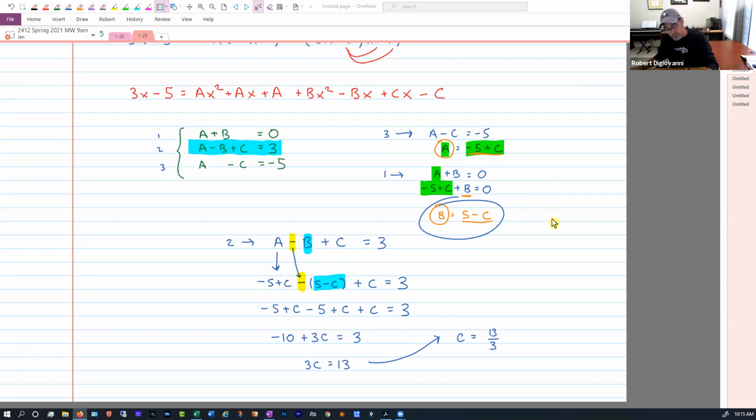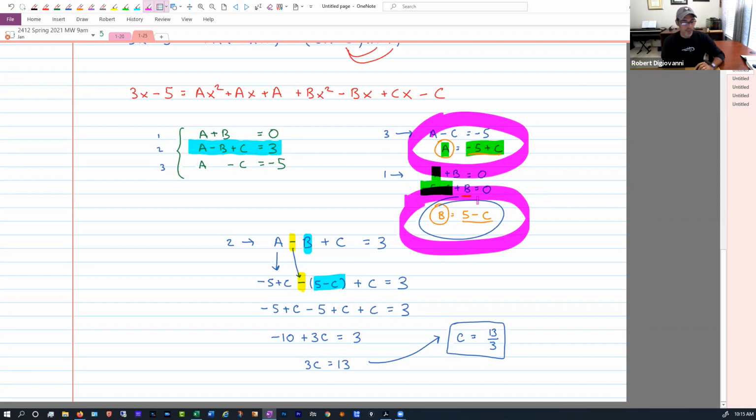All right, so we know what C is. Once we know what C is, it'll be easy for us to go back and get A and B because we have equations for them, don't we? Here's the equation for A, here's the equation for B. So to get A, I'll do it on the side here. A is -5 plus C, but C is 13 over 3. And to do that, we have to get a common denominator. So we have to look at that 5 as being 5 over 1, multiply the top and bottom by 3. So we get -15 over 3 plus 13 over 3, which equals -2/3. That's what A is.